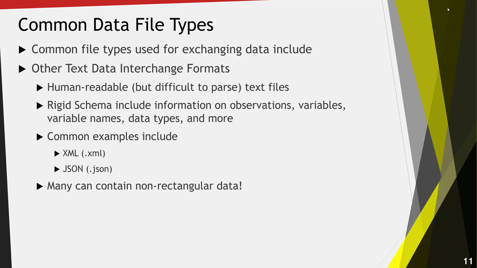There are other common text data interchange formats. Again, these files are usually going to be human-readable. There'll be text inside of them, but they'll also be difficult for you to read on your own and parse the data out of them. These other formats usually have rigid schema that include information on the observations, variables, variable names, data types, and much more. Common examples include XML and JSON files. Many of these data types can contain non-rectangular data, so you have to be very careful when you read them in.